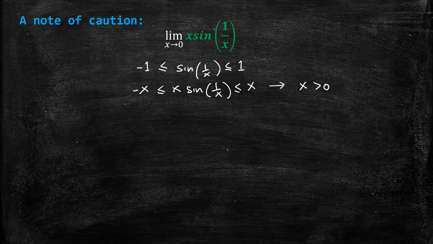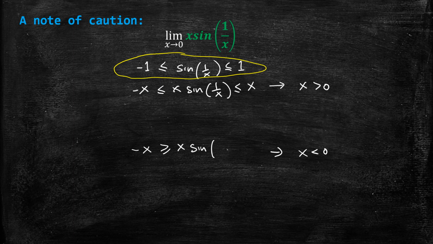If x is negative, and we were to multiply the starting inequality by x when x is negative, we would have to reverse the inequality. So we would end up with this. Now, which is fine, because in fact we can establish the limits from the right and from the left.